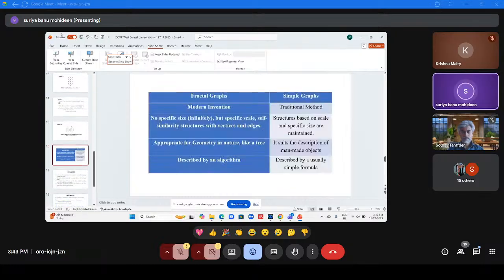So example 3.5. Then according to all my conditions, I have concluded the comparison of fractal graphs and simple graphs. Fractal graphs are a modern invention. The first one, the simple graph, is the traditional method. Number two, fractal graphs have no specific size but a specific scale. Self similarity structures are also followed with the vertices and edges. Here the structure based on scale and specific size are maintained. Fractal graphs are appropriate for geometry in nature, like a tree. Simple graphs show the description of man-made objects. Then fourth, the last condition: fractal graphs are described by an algorithm, while simple graphs are described by a usual simple formula method.